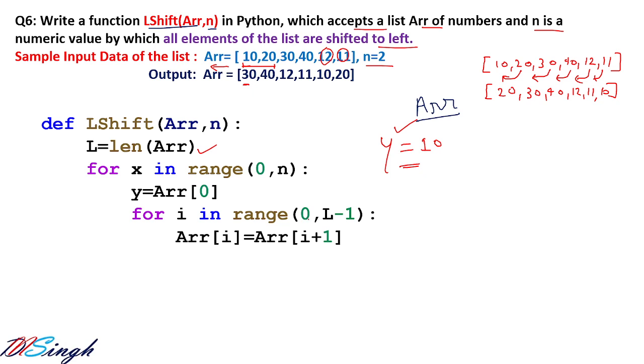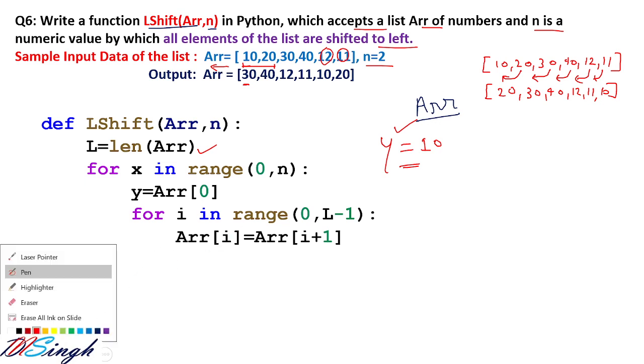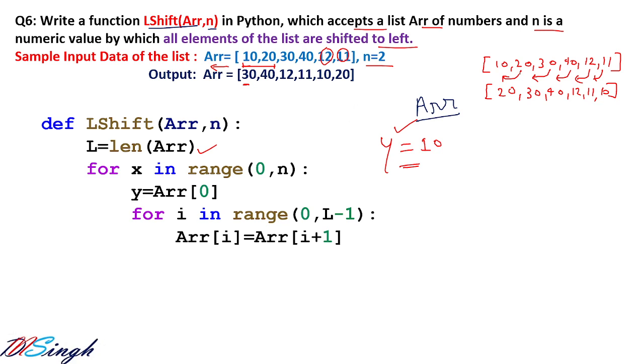So ARR of I will be replaced with ARR of I plus 1. Whatever is at index I will be overwritten by index I plus 1. So 10 at index 0 will be overwritten by index 1. So what is at index 1? 20, and that will be overwritten on 10. ARR of I equal to ARR of I plus 1. Next is what? Once we have done all this, all elements are shifted one position left, and at the end position we are going to add 10.